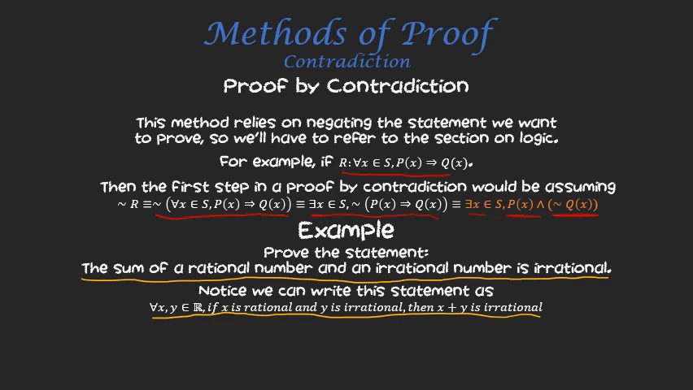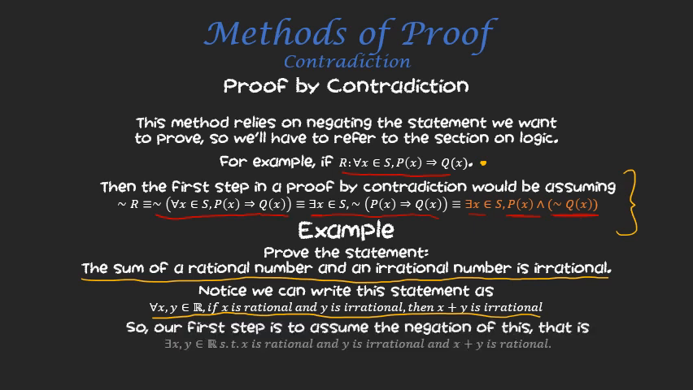And now that we can see it in this sort of form, we have a method for at least starting this, right? We'll start by assuming that existential statement. So what will that look like? Well, our initial assumption is going to be this one, that there exists a pair x, y of real numbers such that x is rational, y is irrational.